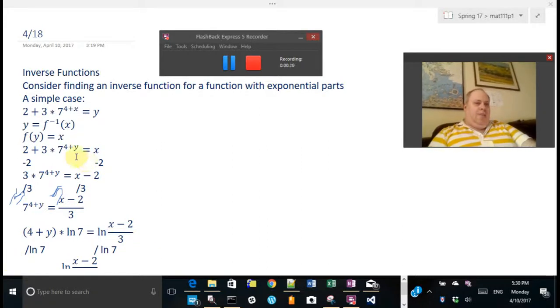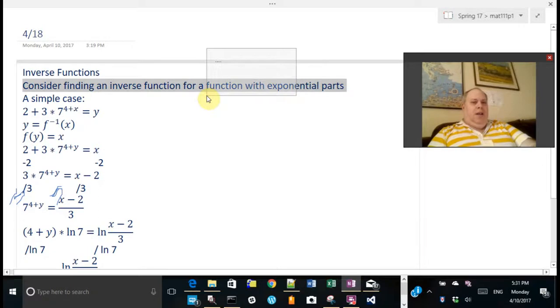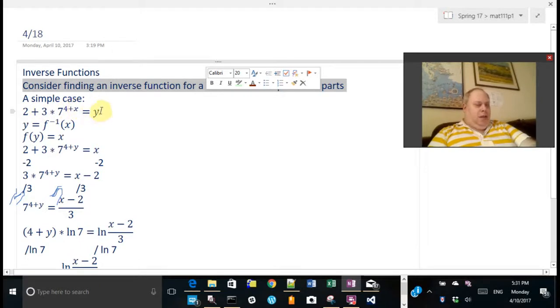how do we find inverse functions for functions that contain exponential parts. For example, we want to find an inverse function for a function like 2 plus 3 times 7 to the 4 plus x. That's the formula.